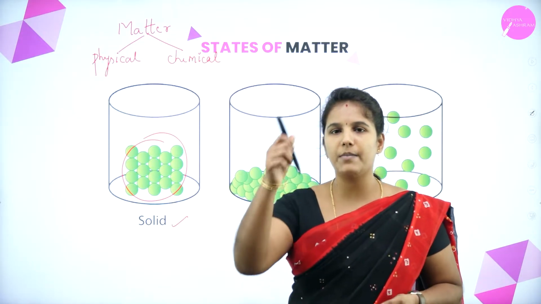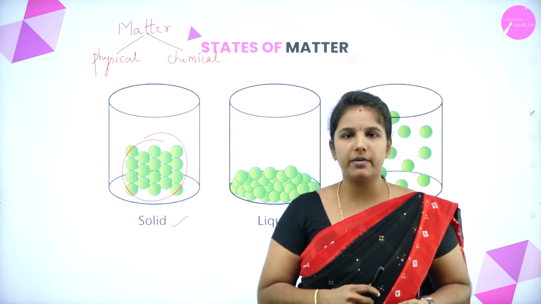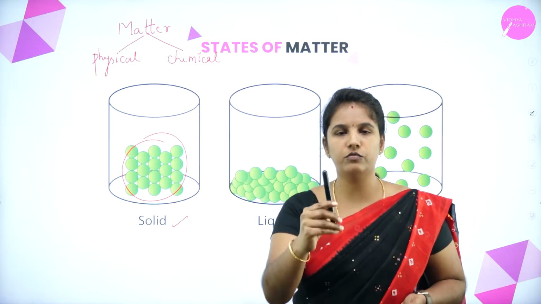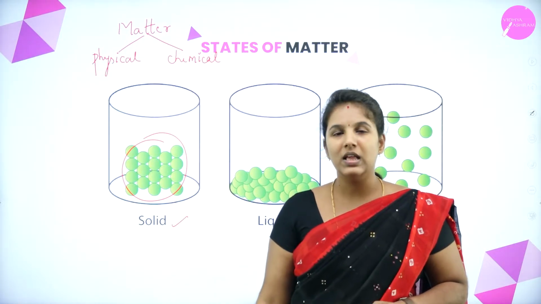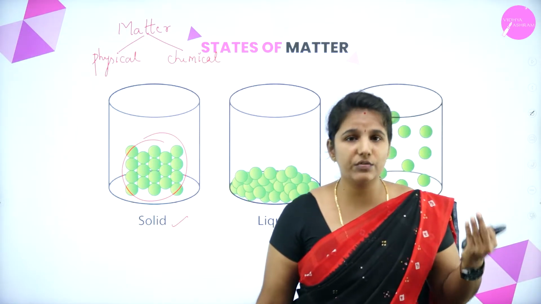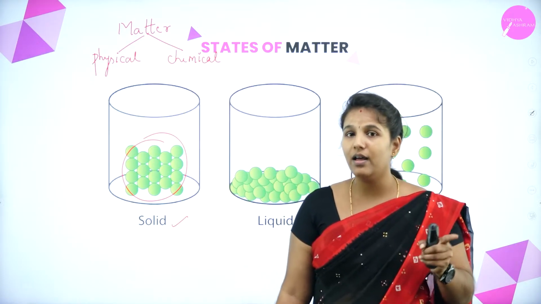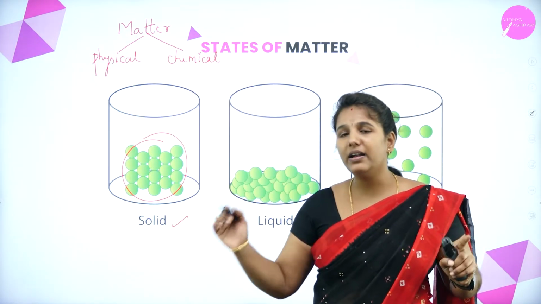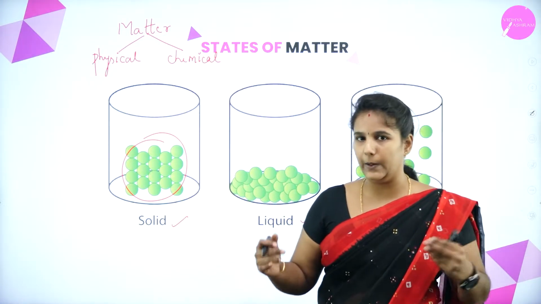For example, I am having a pen, okay? So it has a definite shape, right? It has a definite volume, right? That is expressed in terms of mass also. So any substance that has a definite shape and a definite volume, then we say it is a solid. Remember, in a solid, the particles are so tightly arranged without any freedom.